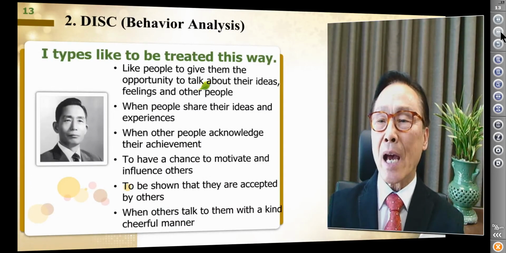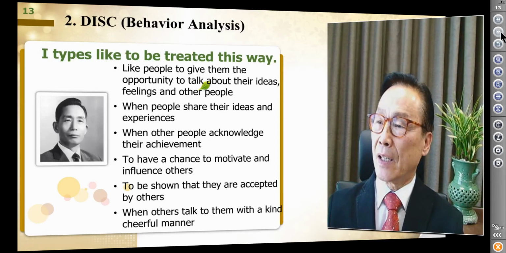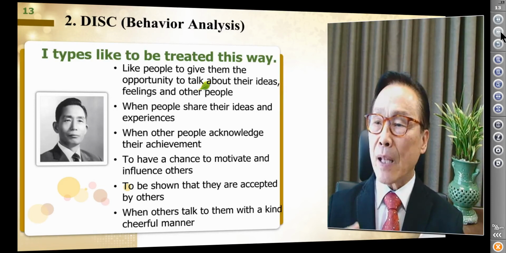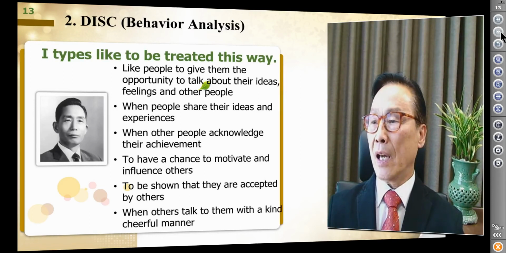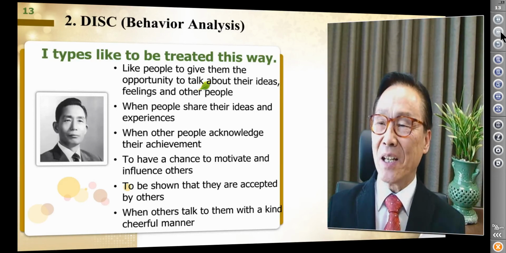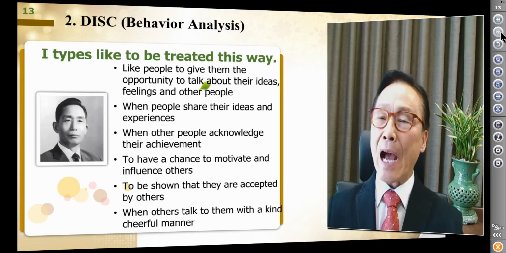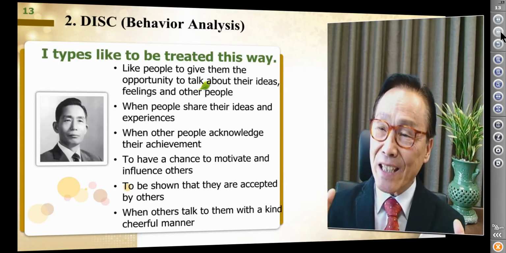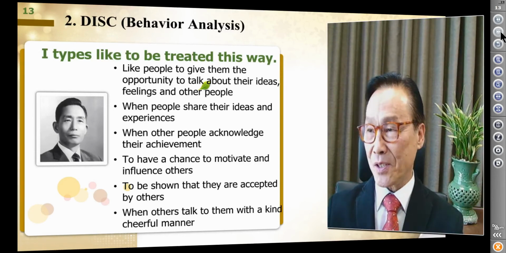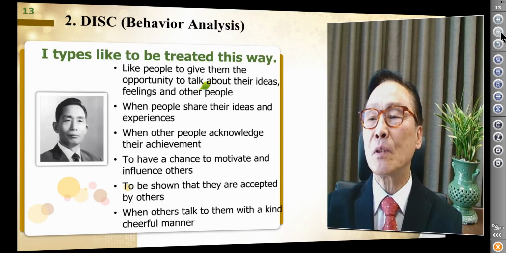How do I-type people like to be treated? I-type people like when others support their ideas and feelings, give them the opportunity to talk, and acknowledge their achievement. They like to share their ideas and experience with others. I-type people love it when they are given a chance to influence or motivate others and people respond to them in a likewise kind and cheerful manner.